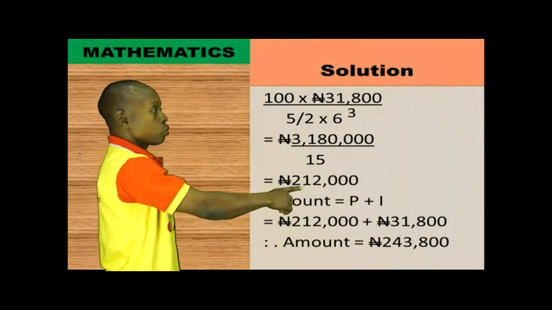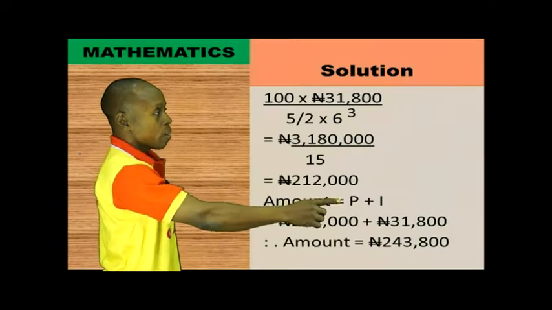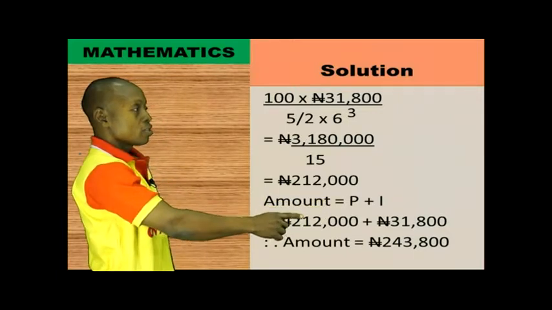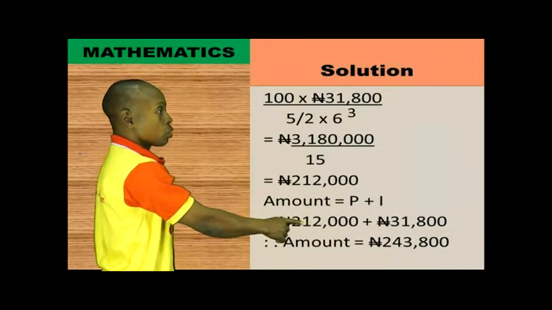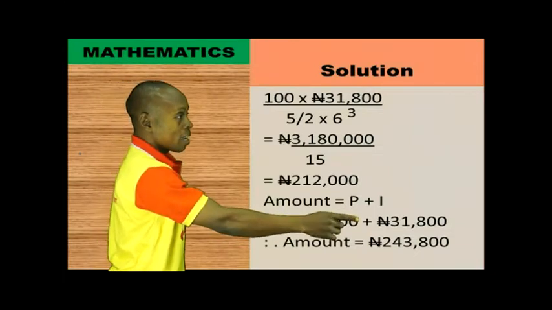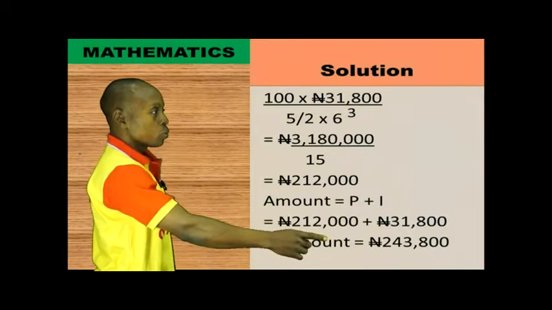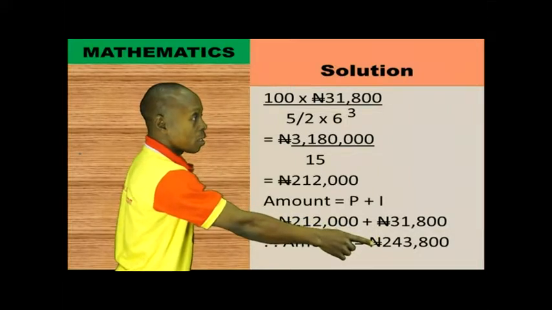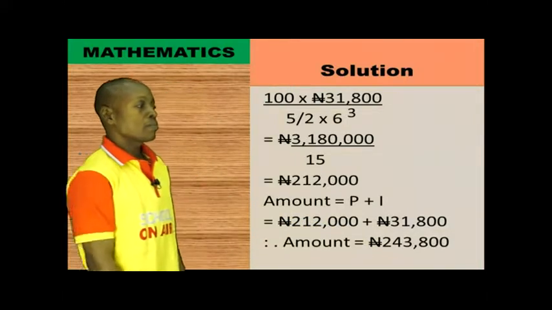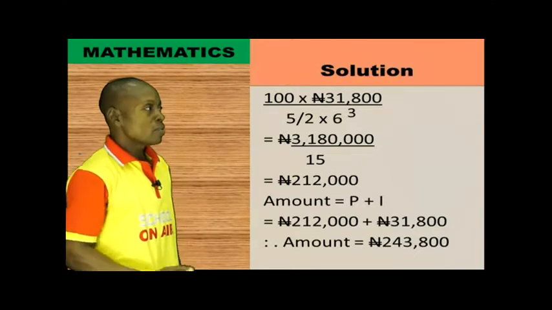So the principal is 212,000 naira. I told you earlier that amount is equal to principal plus interest. We already have the interest from before. So this is the principal, 212,000 naira, plus the interest, which is 31,800. The amount will be equal to 243,800 naira. That will be the amount. As simple as ABC.